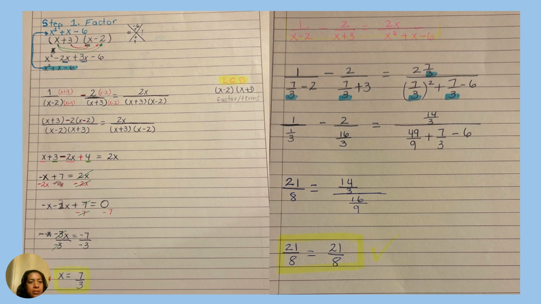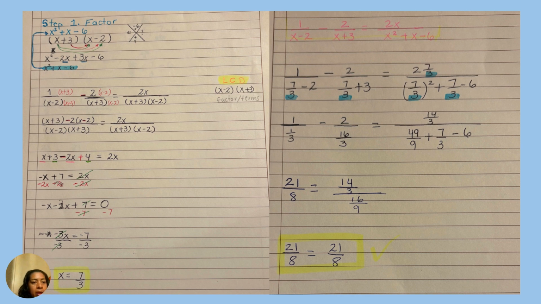The first step is to factor. What I did was use the factor technique. I need to find two numbers that multiplied give me 6 and added give me 1, and those two numbers are 3 and 2. I factor it. I also check that my answer is correct.